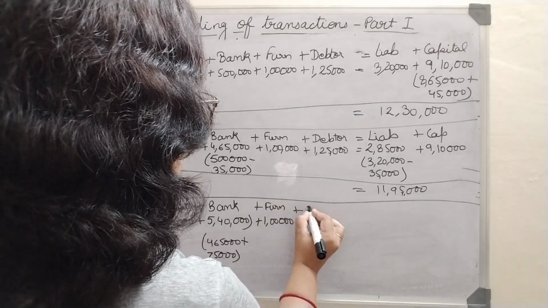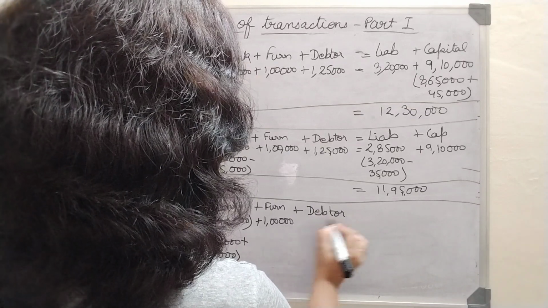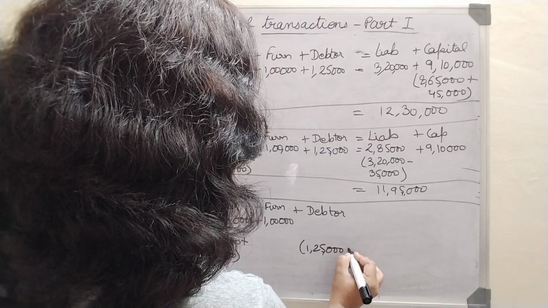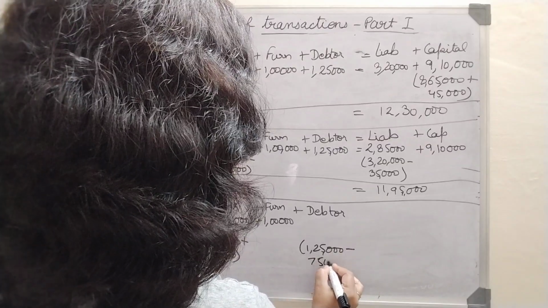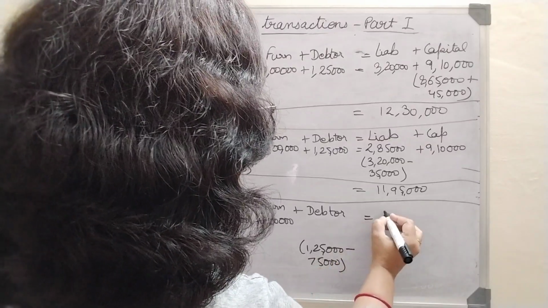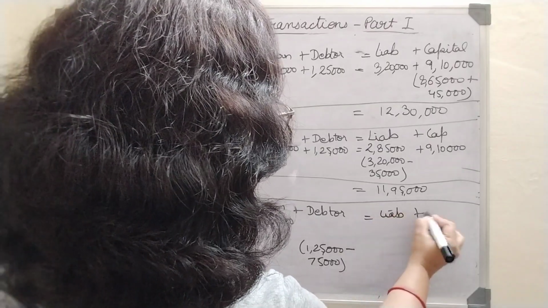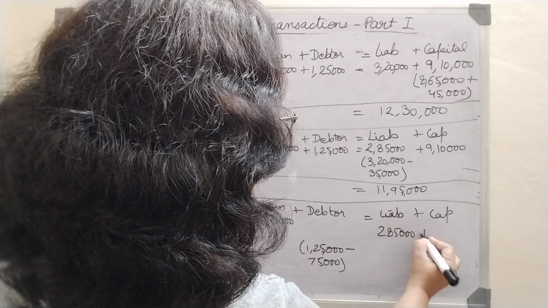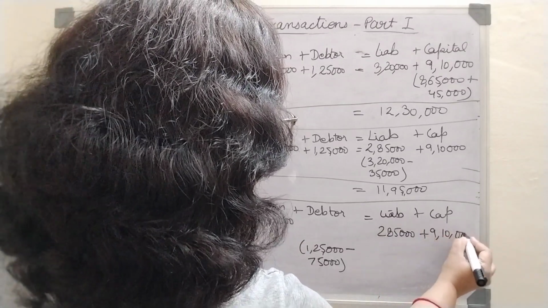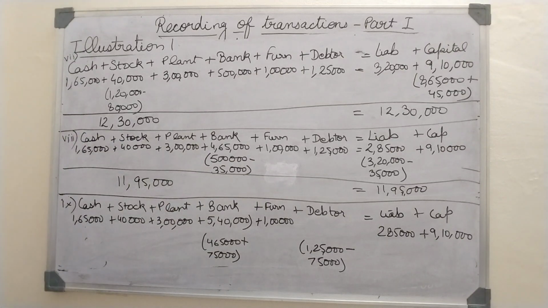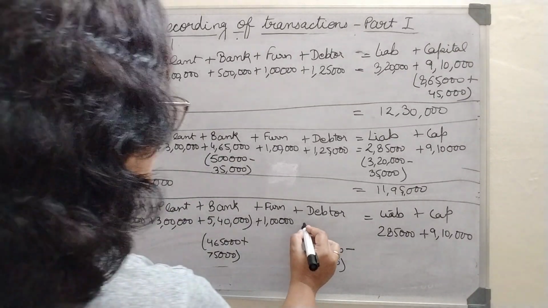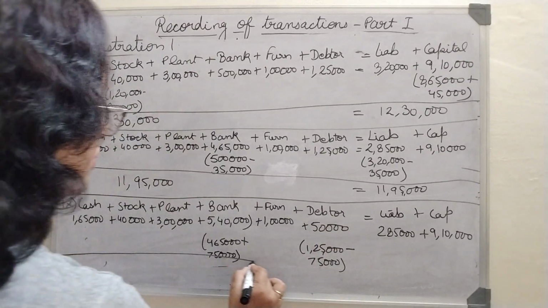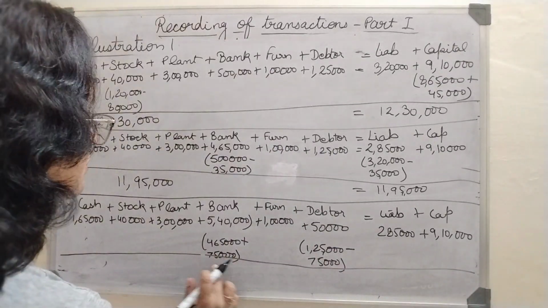Please remember this. Now debtor has paid me, so I have to deduct from debtor 1,25,000 minus 75,000. My debtor has made me the payment. Liability plus capital will remain the same. So after I subtract 1,25,000 minus 75,000, I get 50,000. So let us check all of our amounts whether they are correct or not.